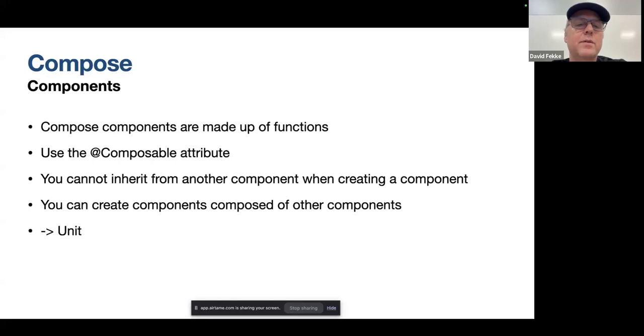Something that's probably a little bit different is that, previously when you were building views in Android, you would create an XML file to define your view, but then you'd have to bind it to an Android activity or class. Now all you have to do is assign this composable attribute to your function, and that will make the function essentially a view. One of the downsides here is that you can't really inherit from other components, but you can create components composed of other components, which is probably preferable anyways. The return type is going to be something called a unit, but you don't have to specify that.